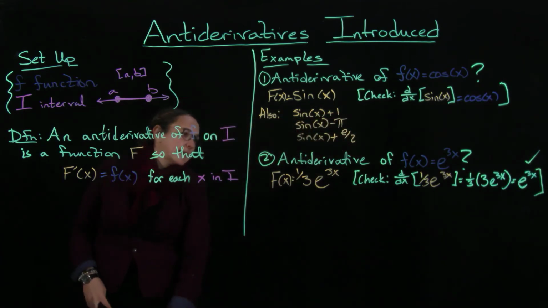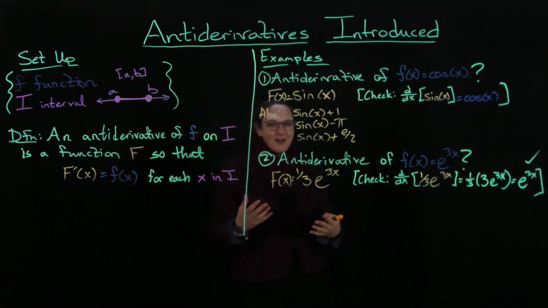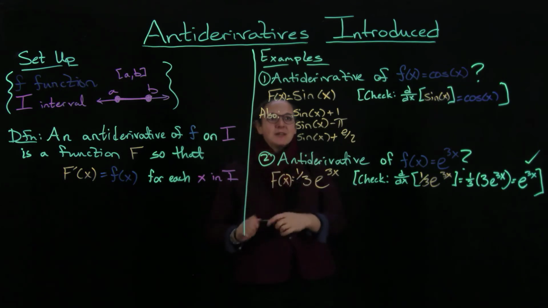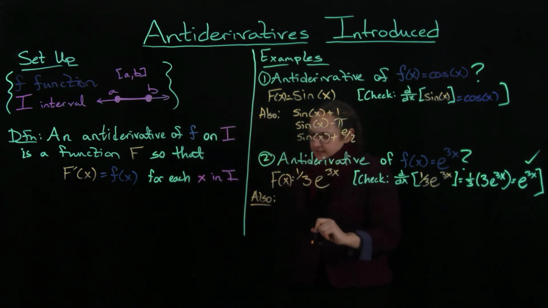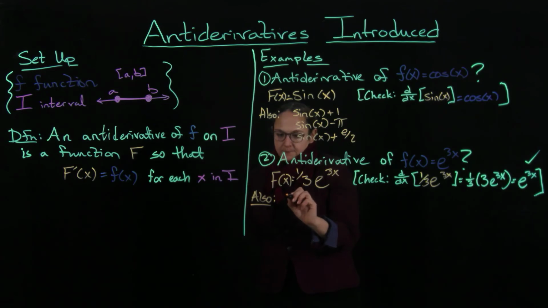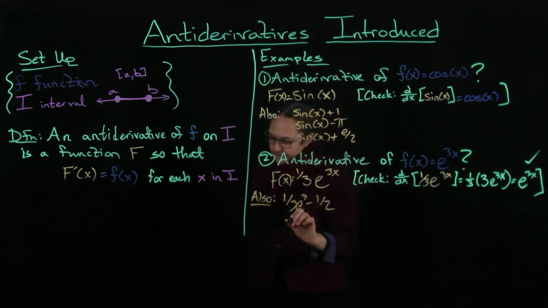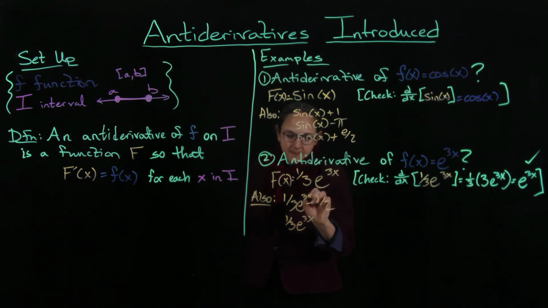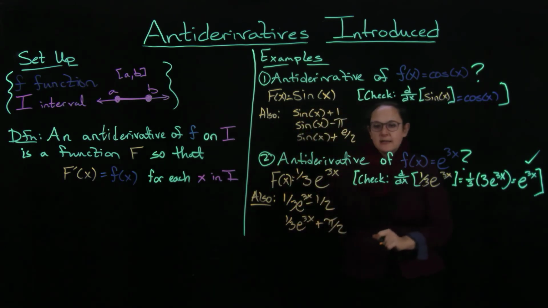So now I again remember that the derivative of a constant is going to be 0. So I could again do exactly what I did up there. That's not a problem. So I would get maybe 1/3 e to the 3x minus 1/2. That's totally okay. I could get 1/3 e to the 3x plus pi over 2. I can do this again where I could add any constant.